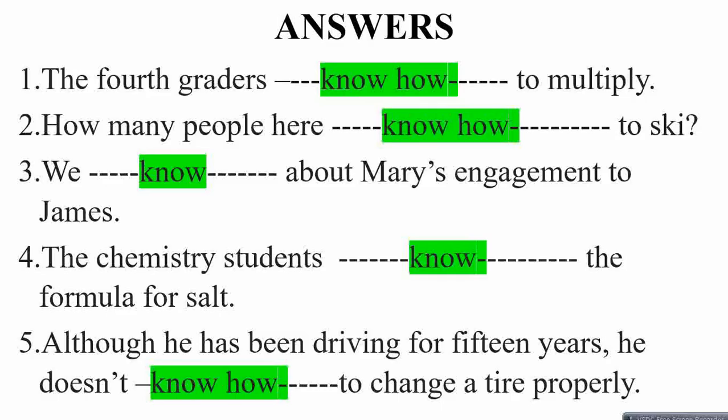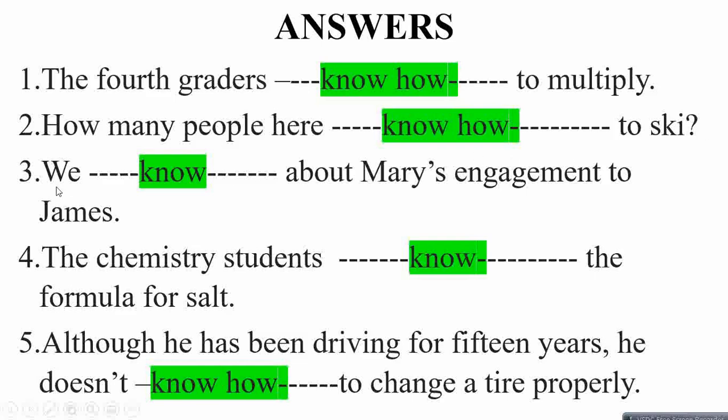Starting with the first one, the fourth graders know how to multiply. So after the blank you have "to multiply", which is a verb in infinitive form. So just insert the word know how here straight. Second question, how many people here know how to ski? Again this is an infinitive verb form, so it must be preceded by the verb know how.